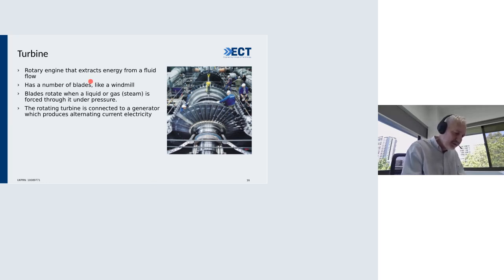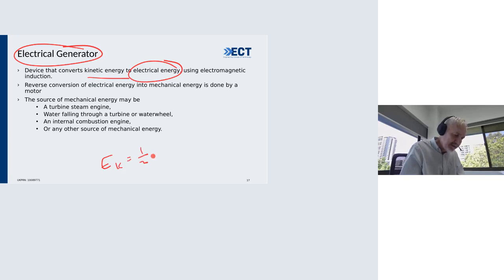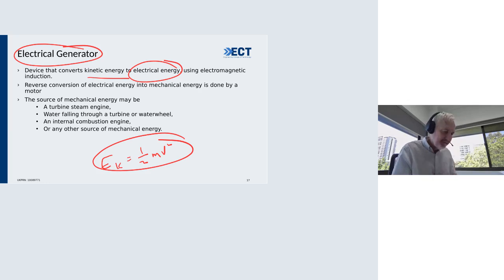So the idea is you have a rotary engine that extracts energy from a fluid flow. So you've got the flow going through, and you have blades, rotation, kinetic energy, and that's connected to an electric generator, which converts kinetic energy to electrical energy. So as you know, with kinetic energy, EK = ½mv², and we really want to focus on that.